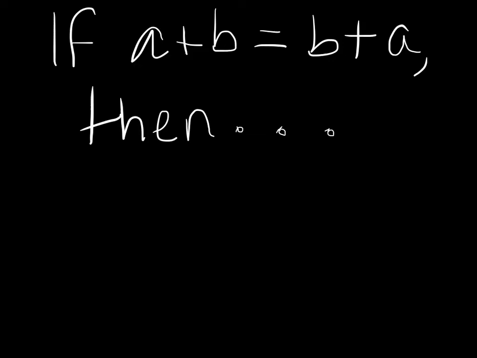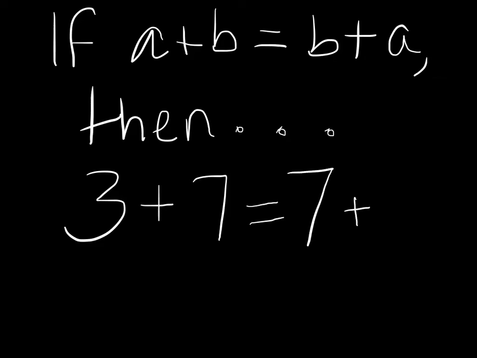Let's go ahead and try to prove the commutative property. So, if A plus B equals B plus A, then if I give a value to A, like 3, and I give a value to B, let's say 7, I know, according to the commutative property, that A plus B, or in this case, 3 plus 7, should equal B, which I said was 7, plus 3, which was originally A.